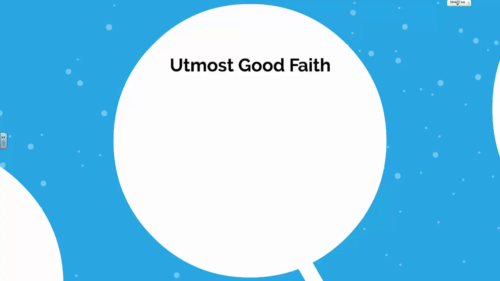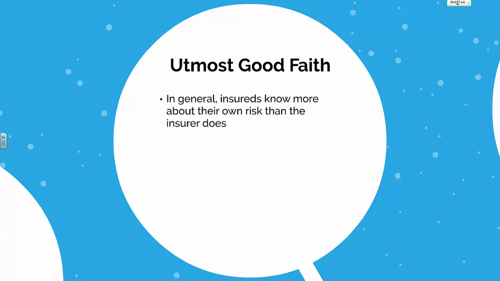Now let's look at utmost good faith. In order to discuss the concept of utmost good faith, we have to look at two other concepts: information asymmetries and adverse selection. In general, insureds know more about their own risk than the insurer does. This causes information asymmetry, which is basically one party having more information than the other. When an insured knows more about their own risk than the insurer does, this creates a potential adverse selection problem. Remember that adverse selection is the tendency of people with riskier exposures to buy more insurance than the average exposure.